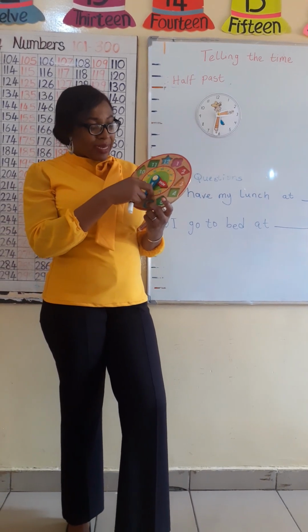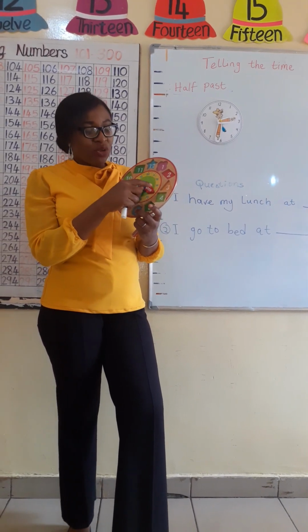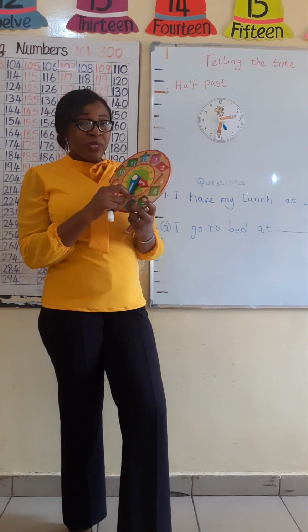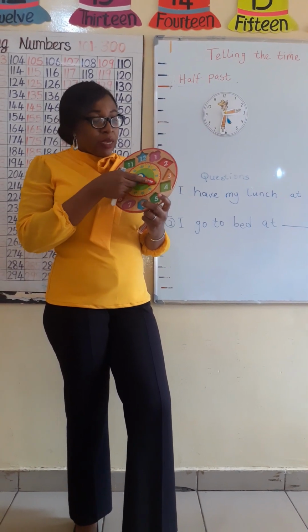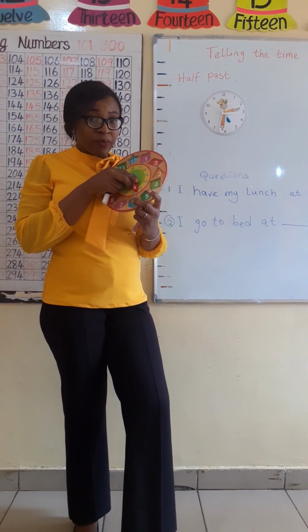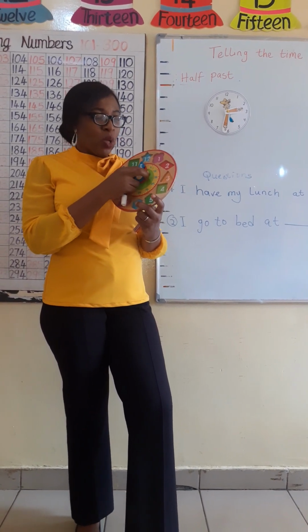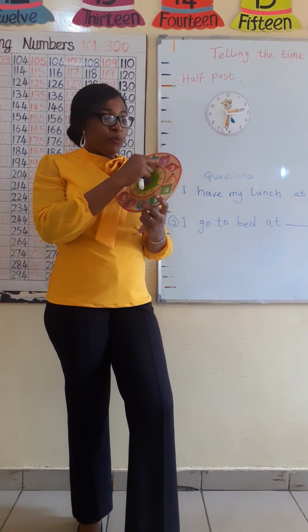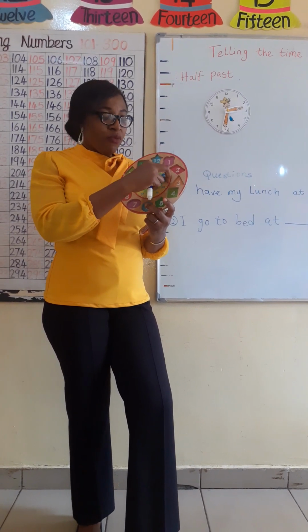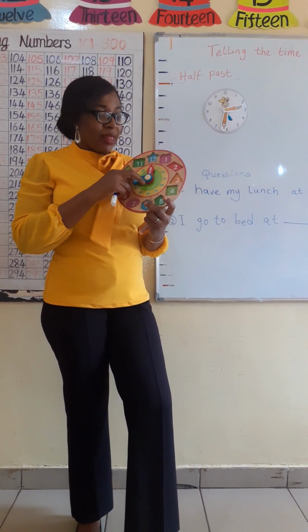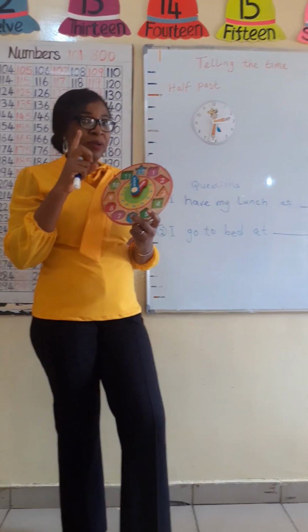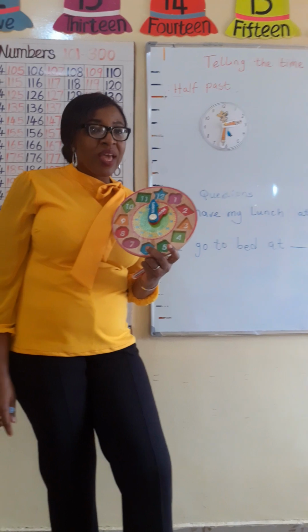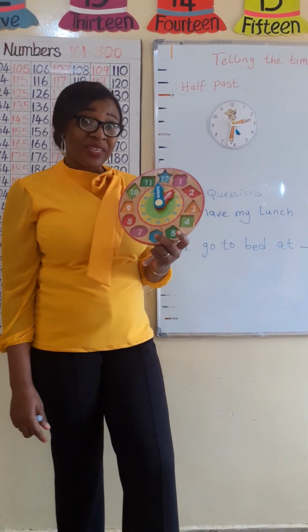When this long hand is in 6 and the short hand is in 4, remember we said the long hand will move round the clock for the short hand to move by 1. For example, if I want to move from 12 to 1, the long hand will move round the clock and then the short hand will move 1, and it's 1 o'clock. And we know that half an hour is 30 minutes.